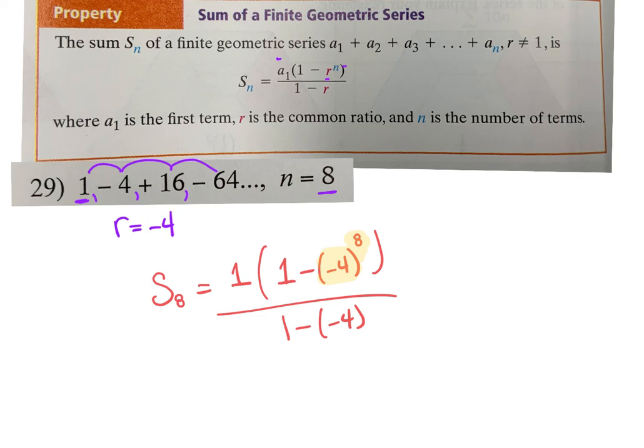You can do it all on your calculator, but you want to make sure you do in your calculator 1 minus parentheses -4 to the 8. And then you'll probably want to put parentheses here before you do divided by, and 1 minus -4 is 5. So make sure in your calculator you do that correctly so that it does that -4 to the 8th power. And you should get -13,107 when you do that.